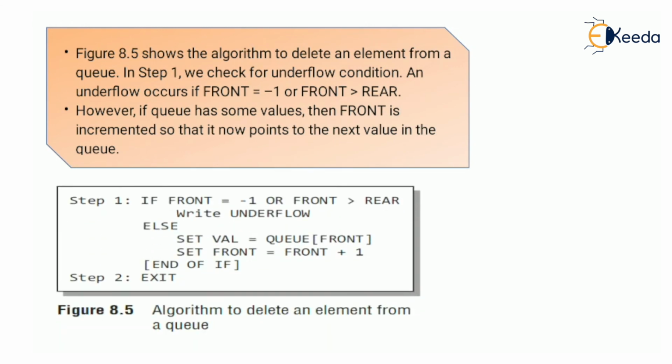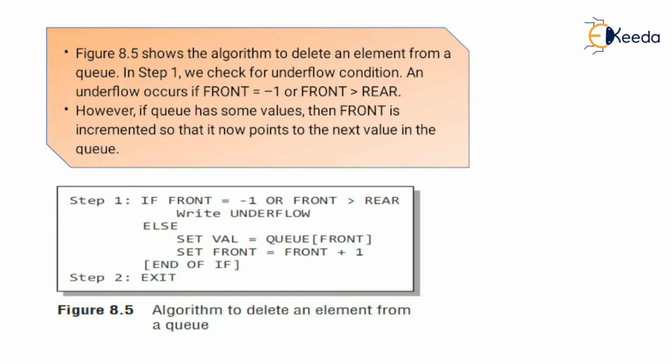Next, figure 8.5 shows the algorithm to delete an element from a queue. In step 1, we check for an underflow condition. How do we check the underflow condition? In step 1 we write: if front is equal to -1 or front is greater than rear, then write underflow.